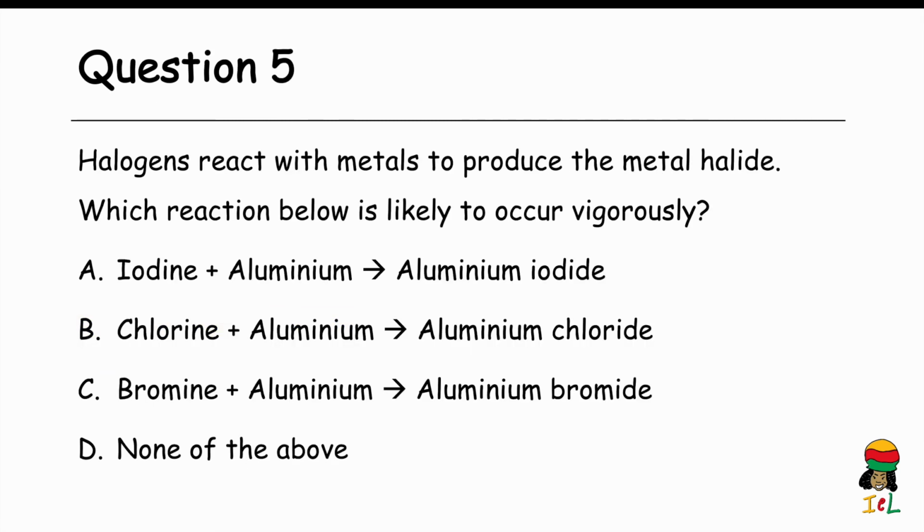Question 5. Halogens react with metals to produce the metal halide. Which reaction below is likely to occur vigorously? A. Iodine plus aluminium produces aluminium iodide. B. Chlorine plus aluminium produces aluminium chloride. C. Bromine plus aluminium produces aluminium bromide. D. None of the above.